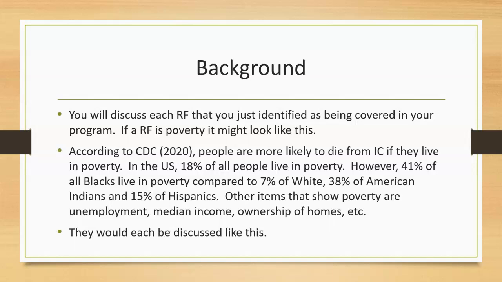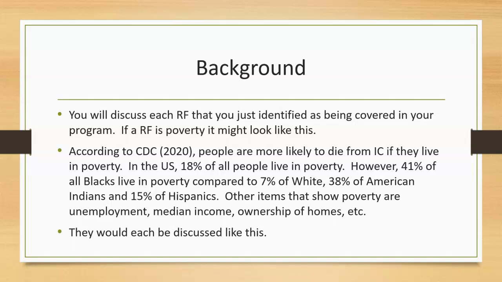And in your needs assessment outline, I gave you ideas on where you could find these type of data. For poverty, or for income or socioeconomic status, other items that can show that are unemployment rates, median income, ownership of homes. At minimum, if you're talking about poverty or socioeconomic status, you need to have the rates of poverty and the median income.